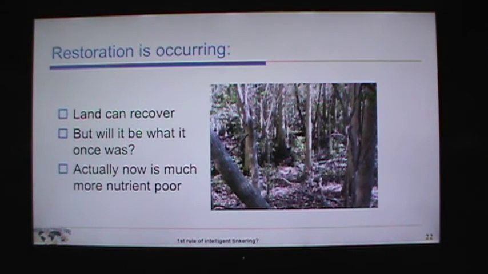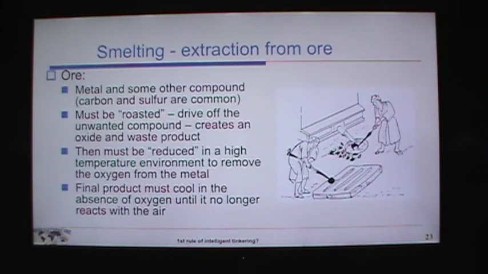You saw the moonscape. We are doing some restoration. That land will recover, but will it be what it once was? So the moonscapes in Appalachia, are they being restored to what they once were? They may not be because of the extraction and the change in the structure of the soils and the rock. Here it looks like we have some trees that are growing. It's moderately successful, but it's a nutrient poor area compared to what it was before.